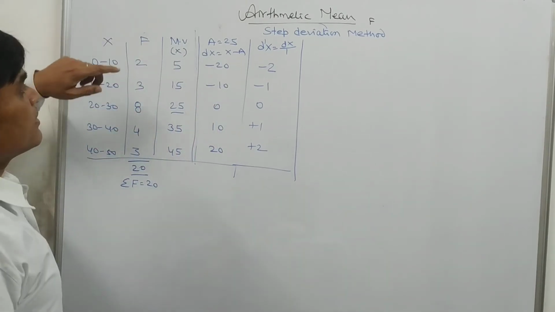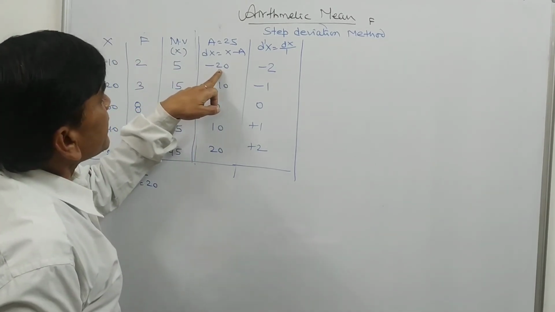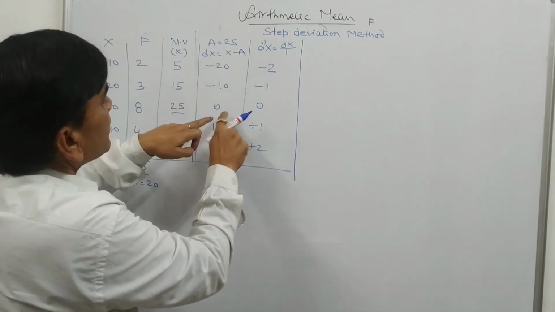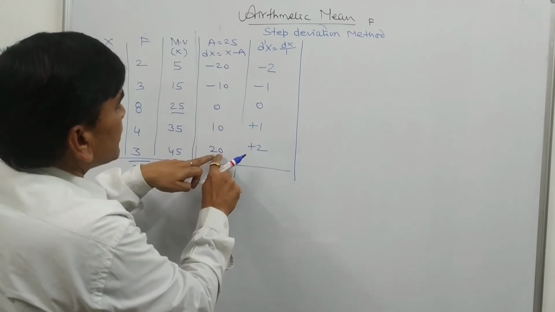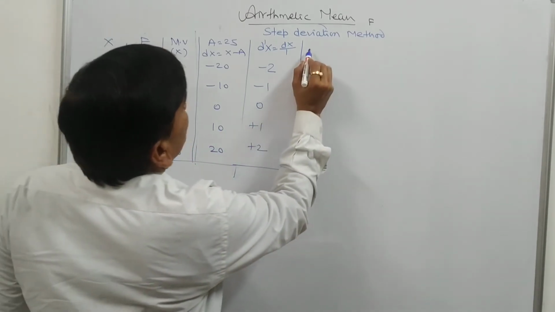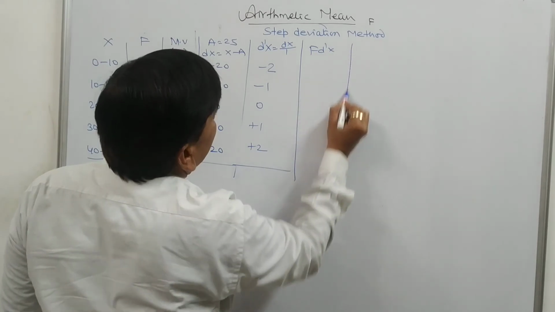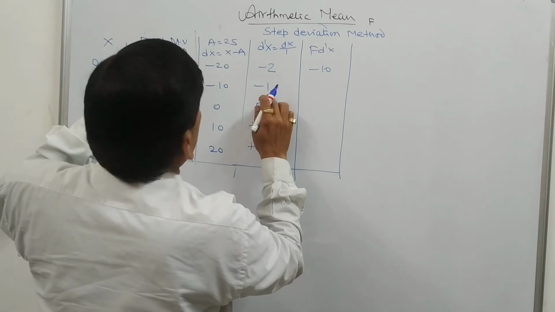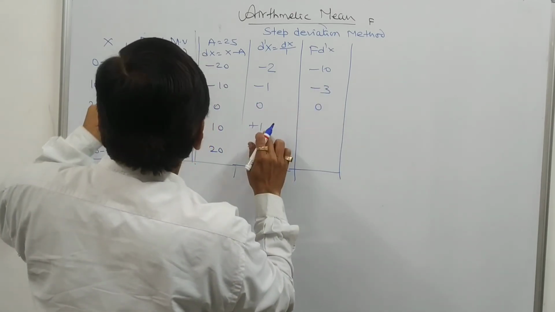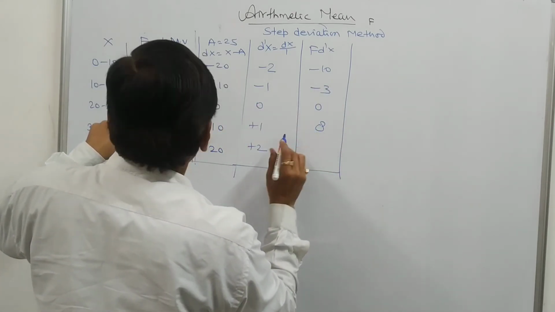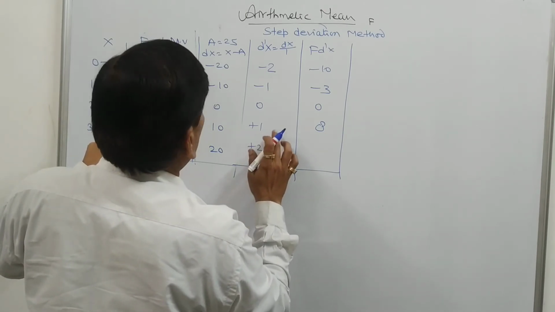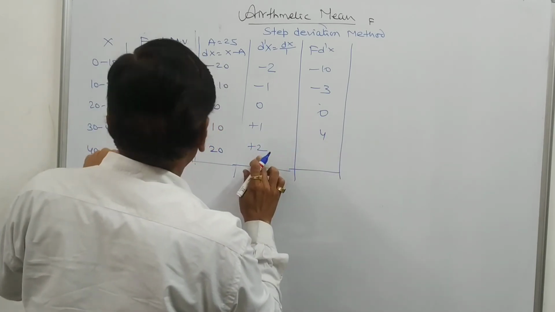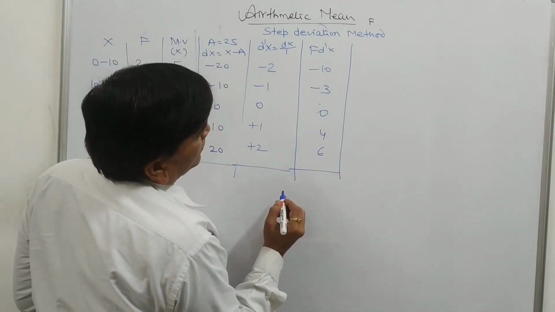So what have we done? We have divided dx by i, the class interval. So 20 divided by 10, 10 divided by 10, 0 divided by 10, 10 divided by 10, 20 divided by 10. Now f d dash x is required. So minus 10, minus 3, 8. No, this is 0. 4 multiplied by 1 is 4. 3 multiplied by 2 is 6.